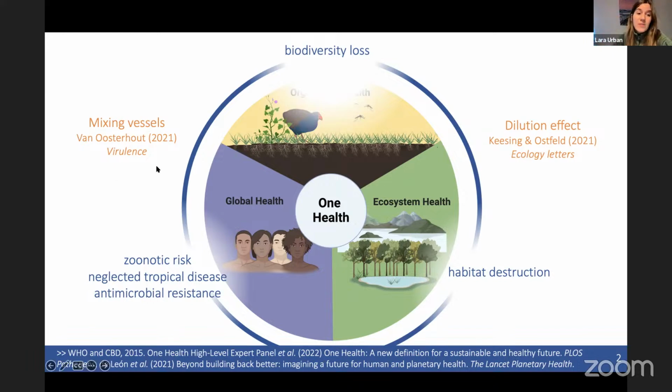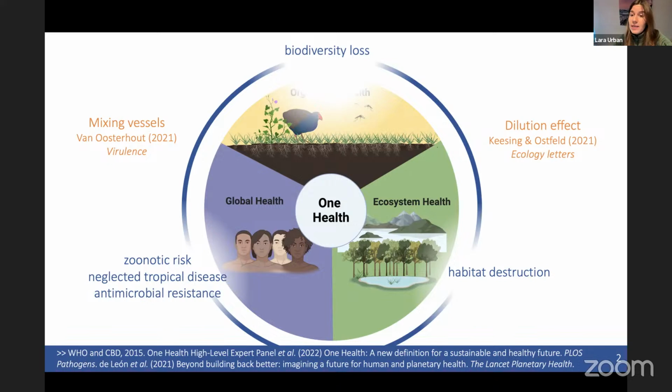So the mixing vessel effect specifically says that if we provide very uniform populations, so a very dominant species, for example, that in addition has very low genetic diversity, such as often occurs in livestock, we are basically providing a breeding ground for pathogens that can mutate quickly, that can share genomic material, and that can acquire all sorts of genetic variation to then spread to other species, to be particularly virulent, and so on.